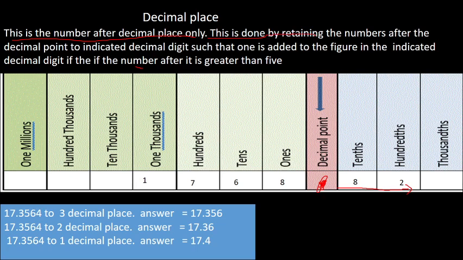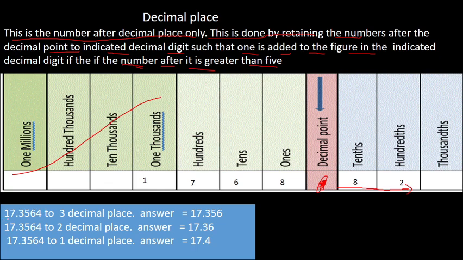This is done by retaining the number after the decimal point to indicate the decimal digit, such that 1 is added to the digit in the indicated decimal digit if the number after it is 5 or greater. Look at the example here. You understand this concept because we have explained it initially in the previous slide.